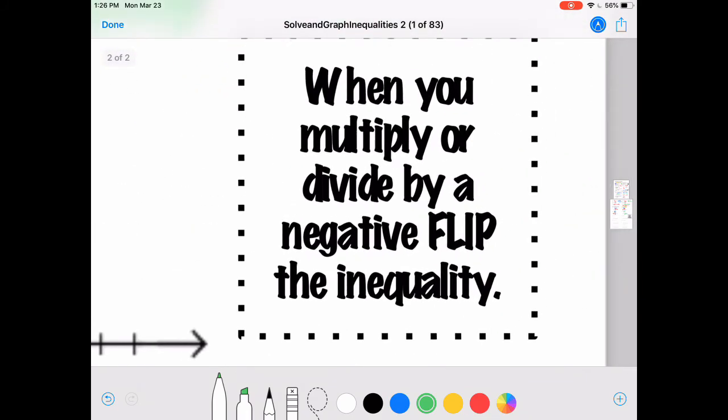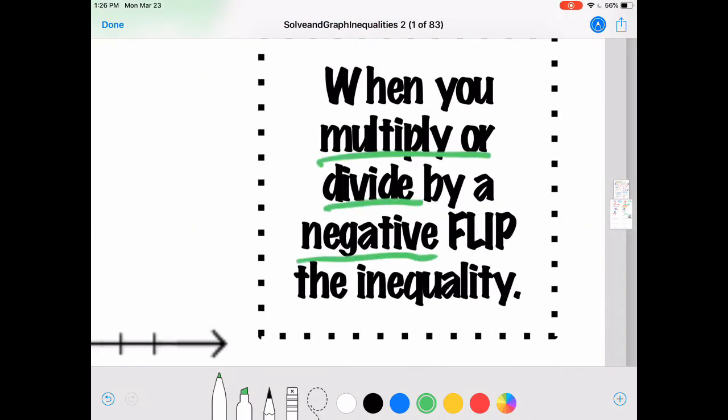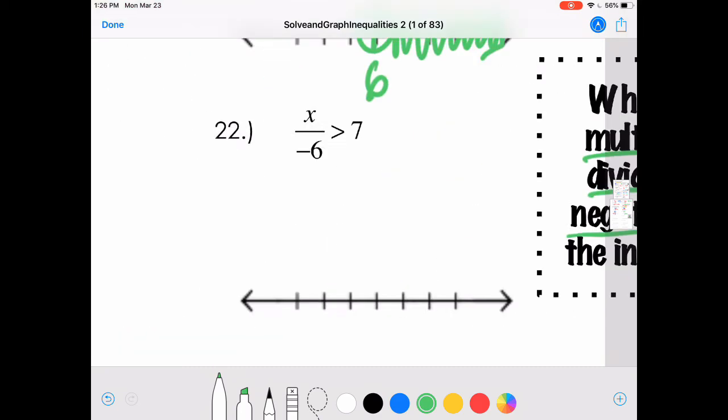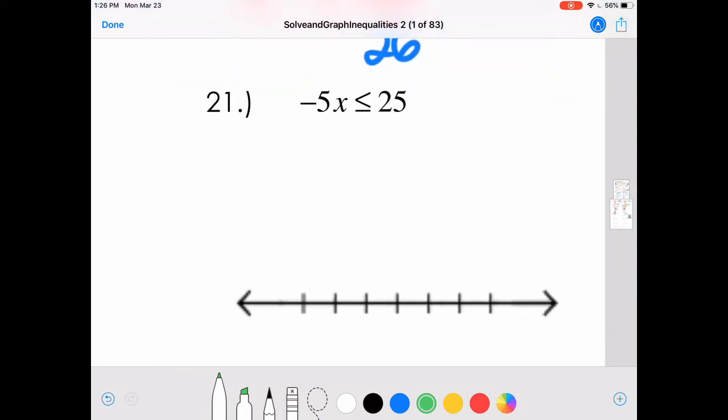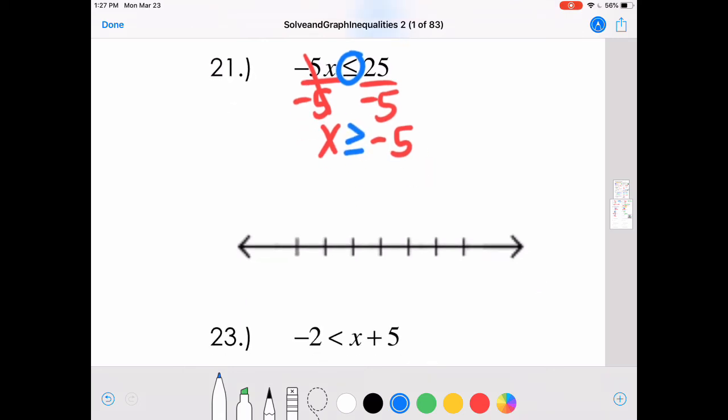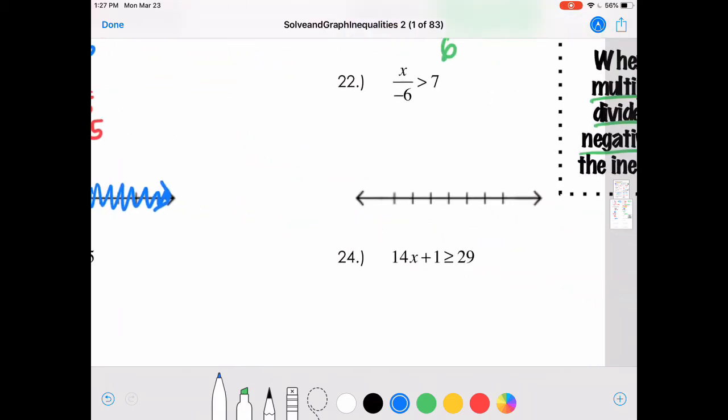For the next step, you want to look at this note, and it says when you multiply or divide by a negative, you have to flip the inequality sign, and that's exactly what I'm going to do right now. So I'm dividing by -5. So I have x is now greater than or equal to. You want to flip the inequality when you divide or multiply by a negative. We get x is greater than or equal to -5, graph and shade.